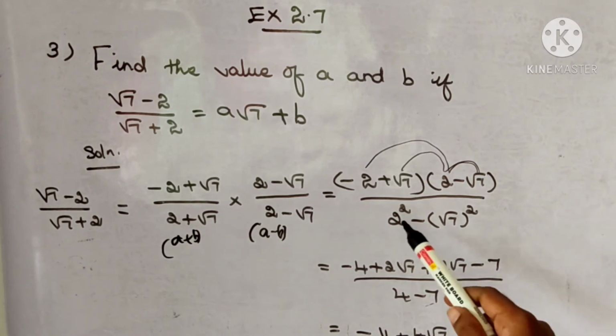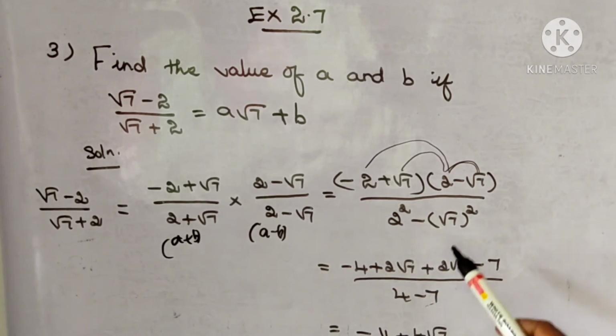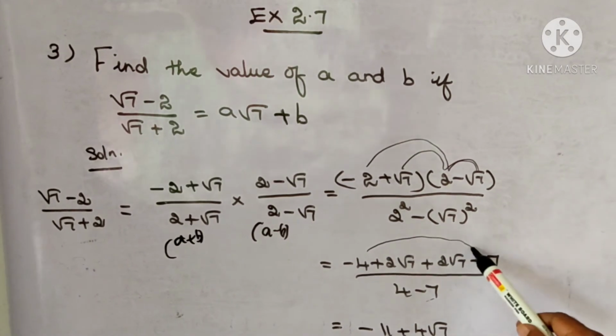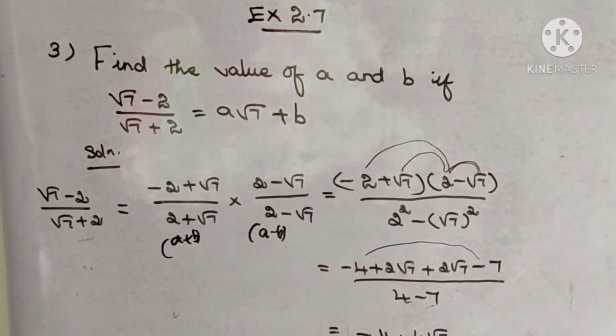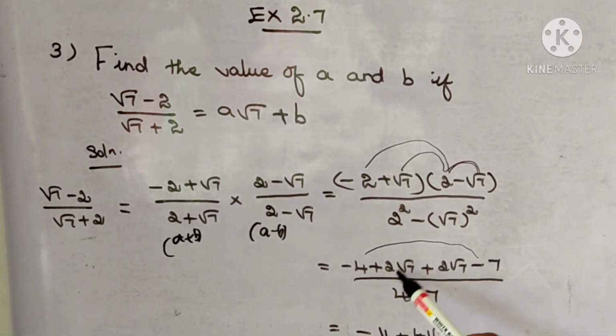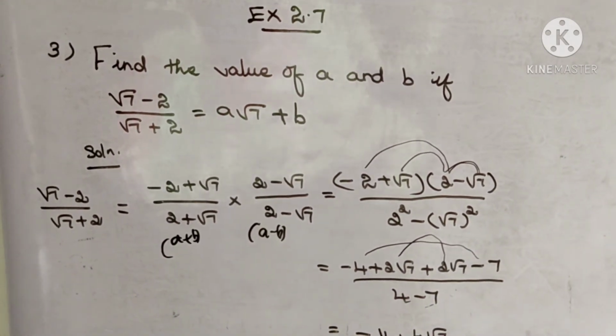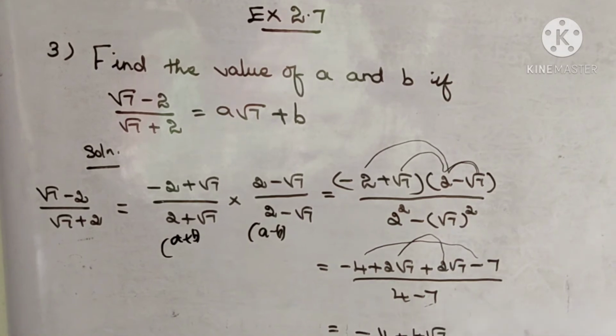And the denominator is 2 square. 2 square is 4. And root 7 the whole square is 7, with the minus sign. Then simplify the numerator: minus 4 and minus 7 is minus 11. Here 2 root 7 plus 2 root 7 is 4 root 7. Denominator is 4 minus 7, which is minus 3.